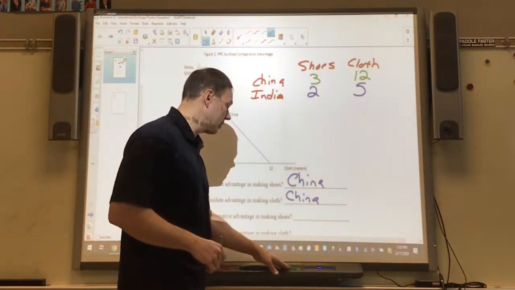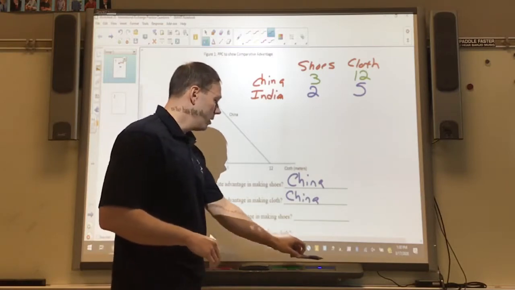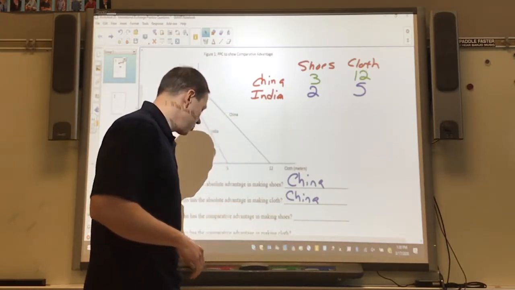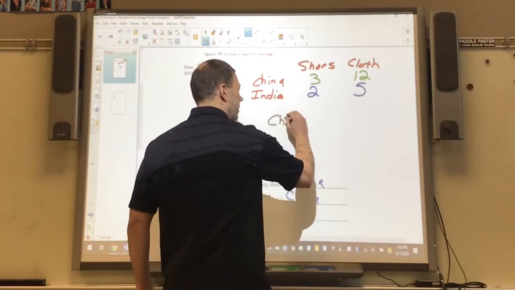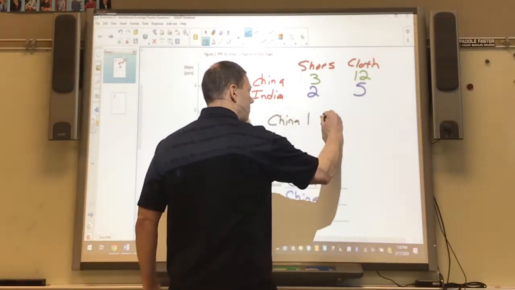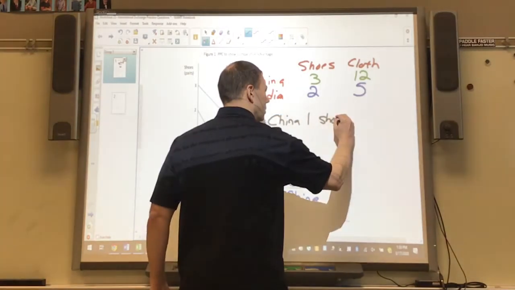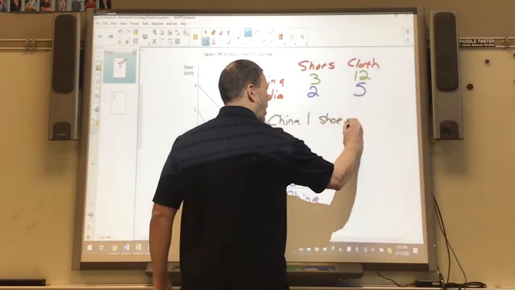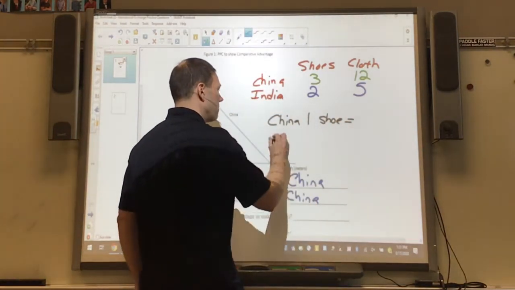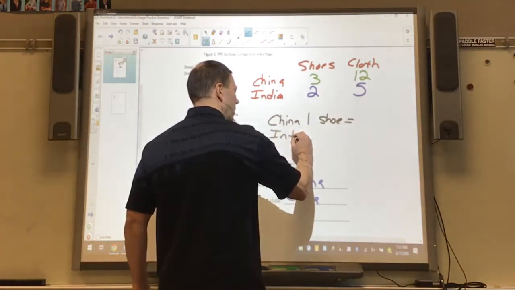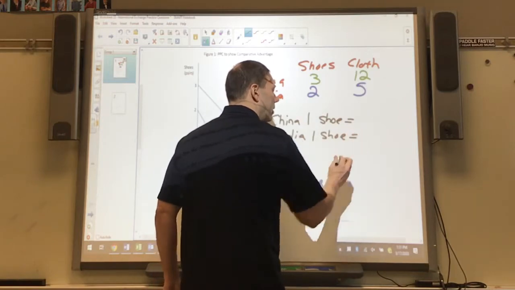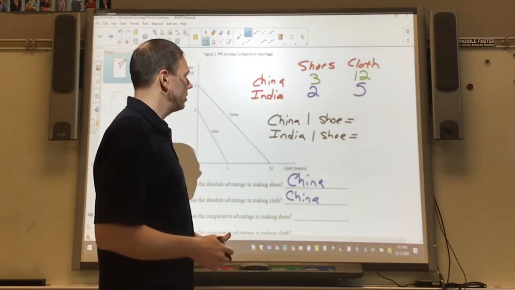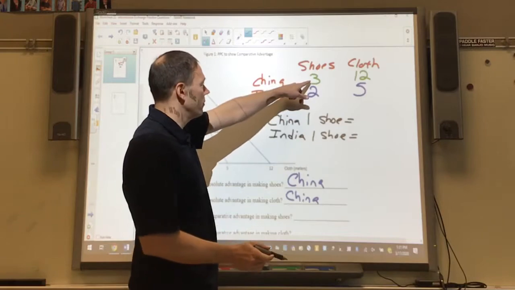What is comparative advantage? Well, first you got to figure out the opportunity cost. So here's where we're going to use our formula, other goes over. So we're asking the question for China to make 1 pair of shoes, how much cloth do they give up? And for India to make 1 shoe, we're going to ask the same thing. Again, by getting it down to 1, we can make a comparison between the two nations. So we're going to do other goes over.